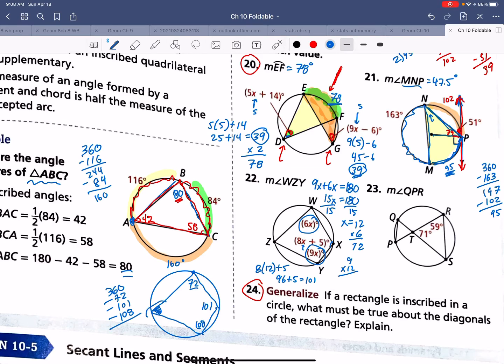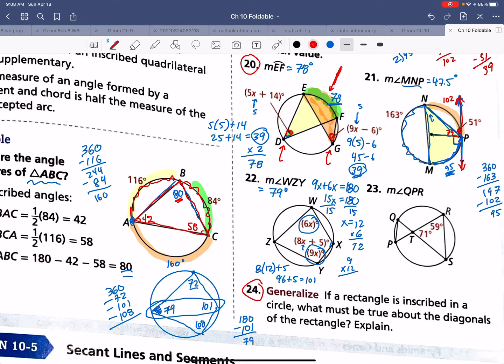Oh, or you could go faster. You know, these two have to add up to 180. So just 180 minus 101. Yeah, either way would work. Doesn't matter. 79. Cool. So this angle is 79 degrees.